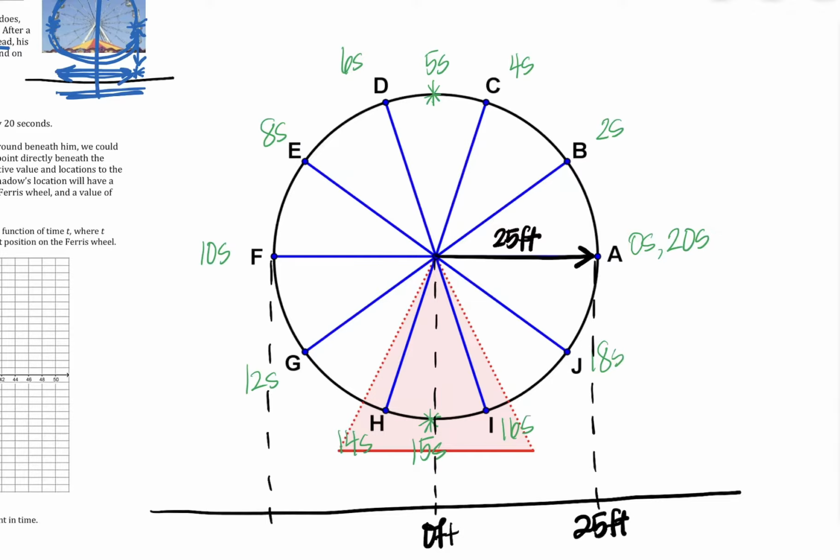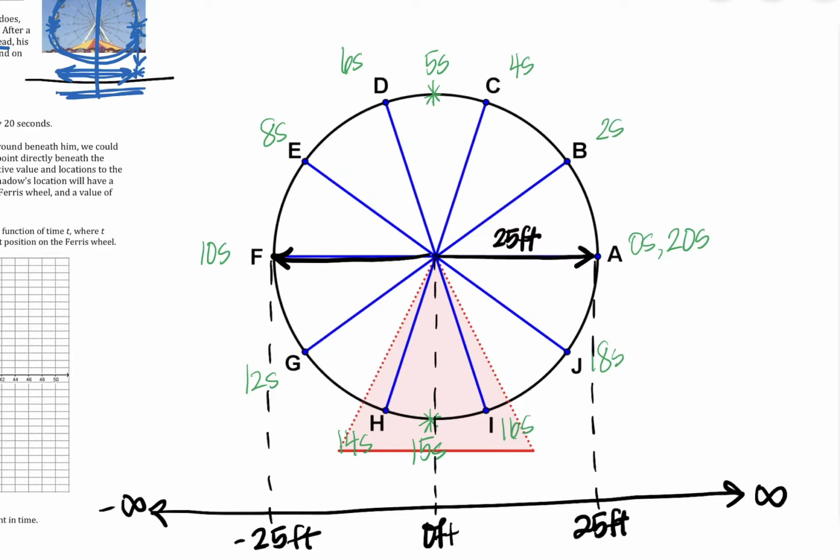But he's also going to be 25 feet on the opposite side. Thinking about this down here like a number line, where this is our positive infinity and this is our negative infinity, we would call this side negative 25 feet. So we can actually have negative values in this scenario of the Ferris wheel.